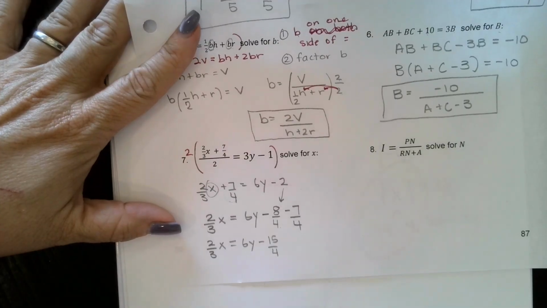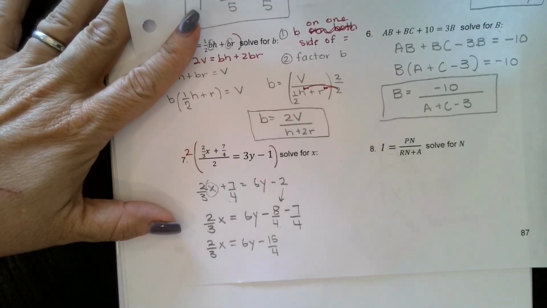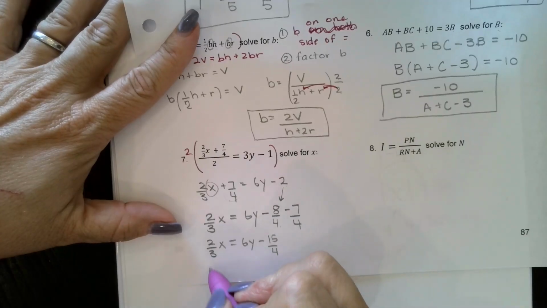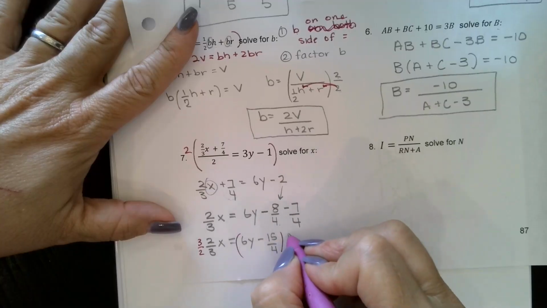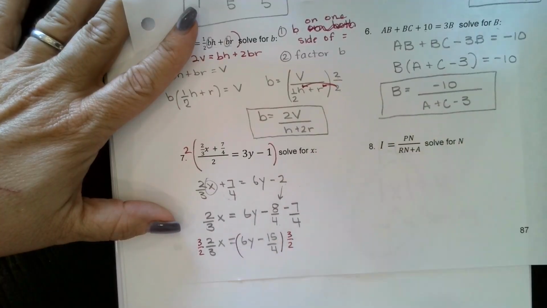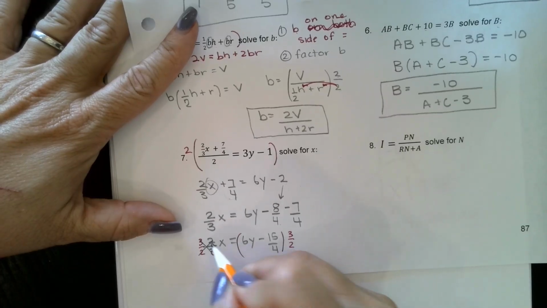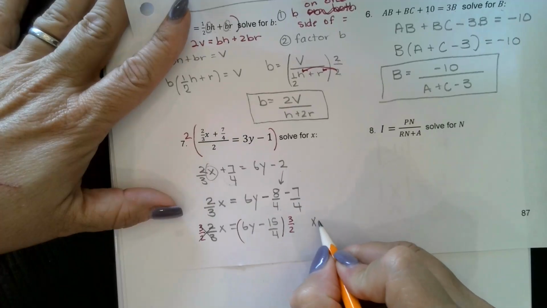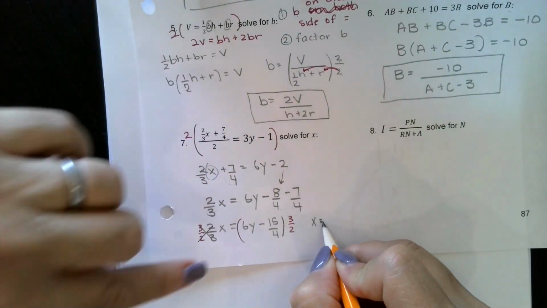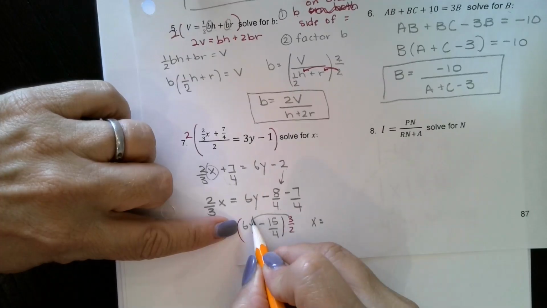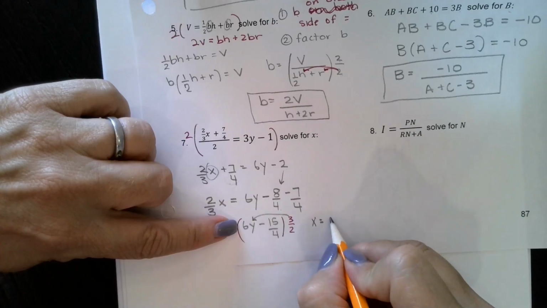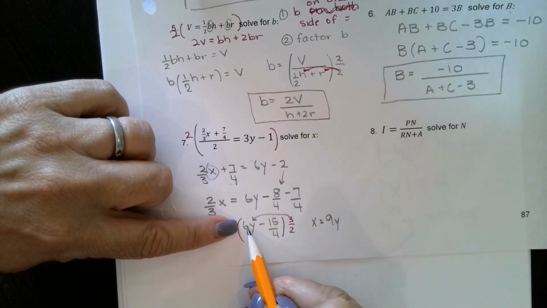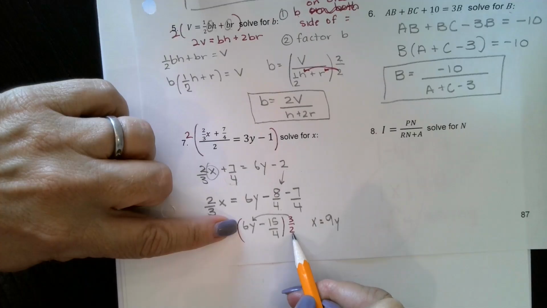Okay, so simplified everything. Now I want to clear this fraction. So if I'm clearing this fraction, I multiply by 3 over 2, which means I multiply this whole side by 3 over 2. So on the left side, everything cancels out, and it's just going to be x equals. And when I multiply here, I'm distributing this. This would give me 9y. So I have 18 divided by 2, which is 9.